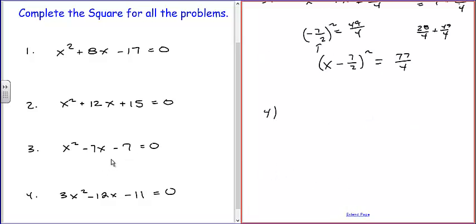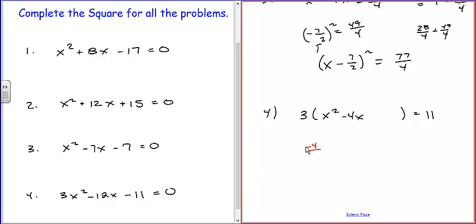Okay, now the next one we have this constant in front of x squared. So what we would do is we'd factor out the 3. So 3 divided by 3 is 1, so we just get x squared. Negative 12 divided by 3 is negative 4. We leave space for the parenthesis, move the 11, negative 11 to the other side and make it positive.